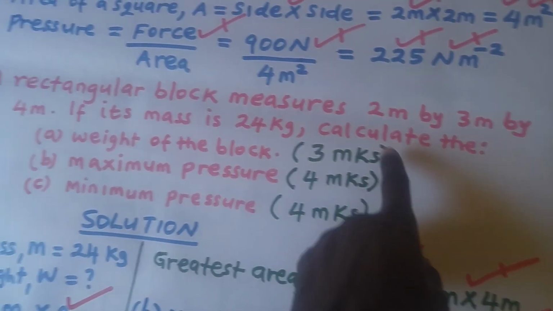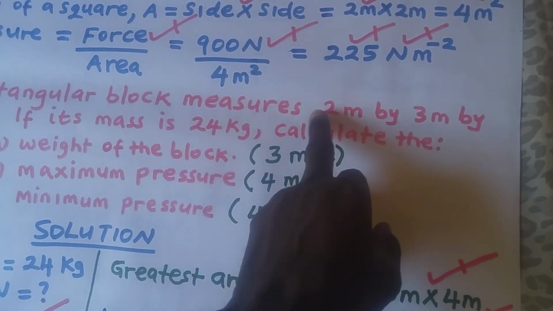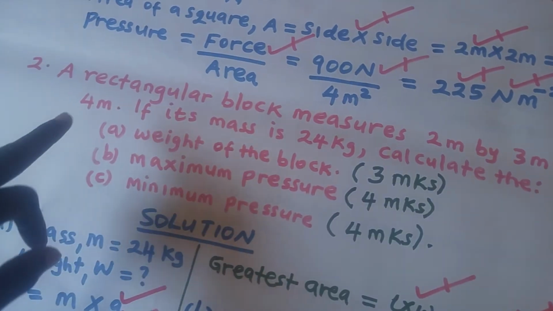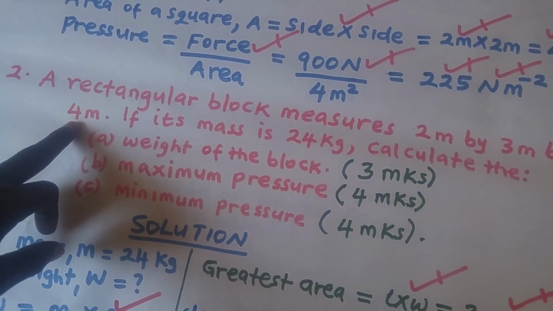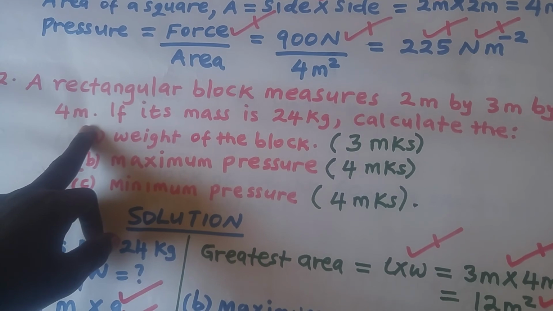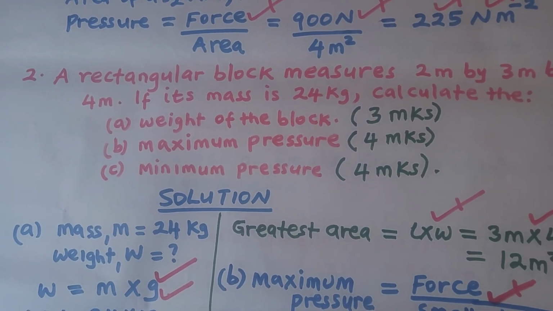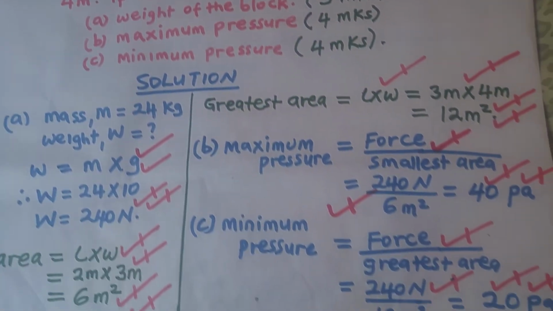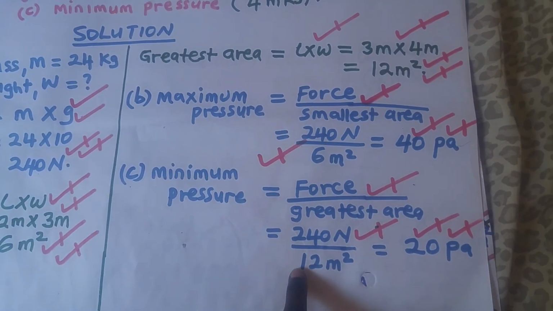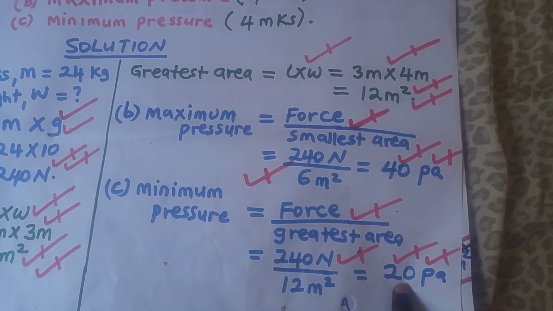When you keep changing this rectangular block, the first area is length times width, 2 times 3, that will be 6 meters squared. Another area will be 2 times 4, which is 8 meters squared. Another side will be 3 times 4, which is what? 12 meters squared. So which one is the greatest? 12 meters squared. So if the greatest area is 12 meters squared, we use that area for calculating the smallest pressure. You see, the minimum pressure is equal to force divided by the greatest area. And our greatest area is 12. That is 4 times 3. So when you divide these two, you get 20. That becomes the minimum pressure.